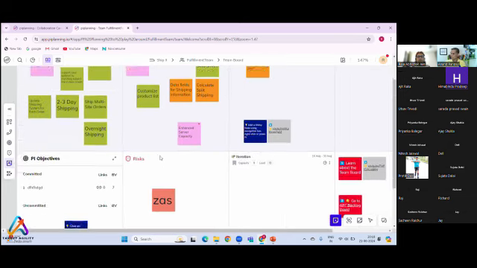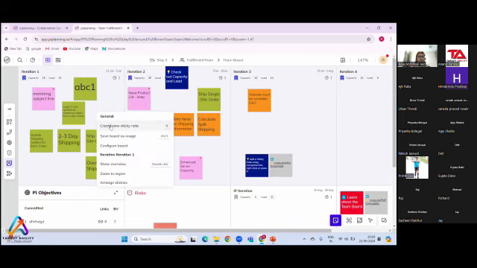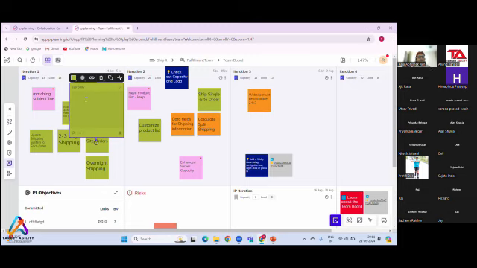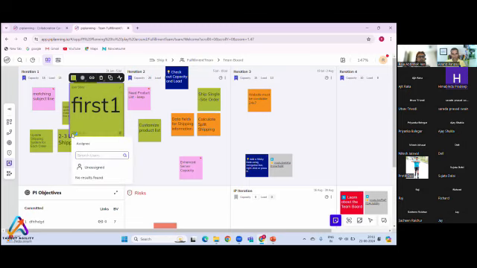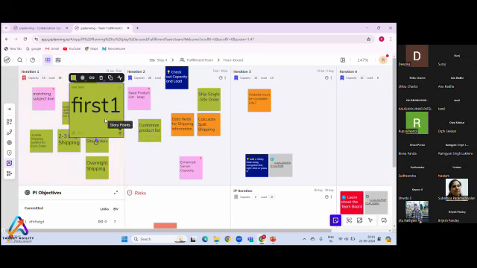So if I make it big, for example, if I have to create a user story in iteration 1, I will right click, create a new sticky note, select a user story, and write, for example, my story name or description is first one. So this is what I wrote. You can assign the owner to this story, whoever is the owner. And here you can do the estimation. For example, if I say 5 points, I can do the estimation here.